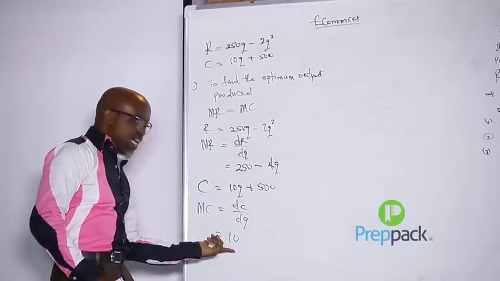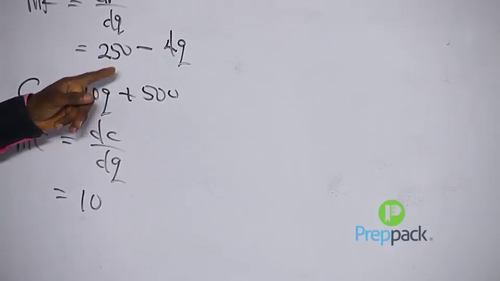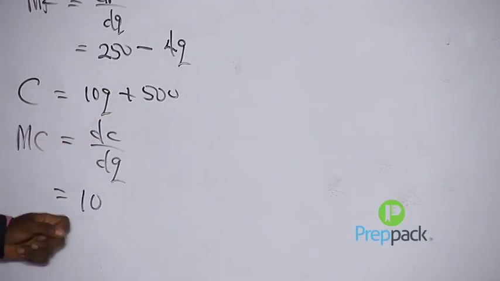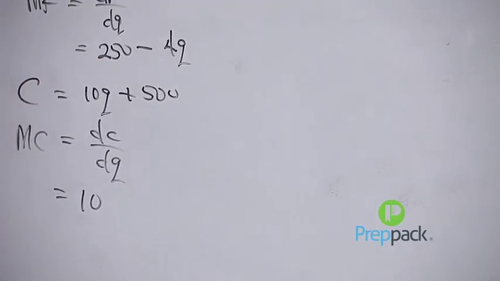So my MC is 10. Why? Because this is power 1. 1 times 10 is going to be 10. 1 minus 1 is power 0, and anything that is power 0 is going to be 1. Therefore, my MC is 10. My MR is 250 minus 4Q.